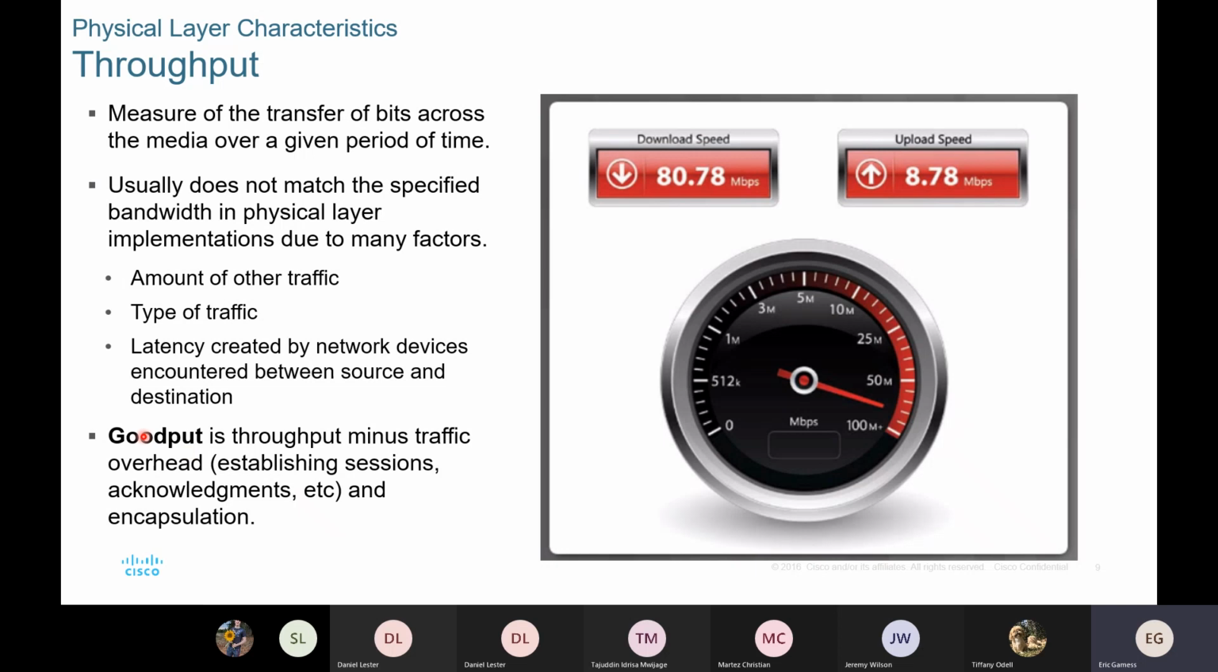So the TCP goodput will be the throughput that you observe at the level of the payload of TCP. When you remove all the administration, all the traffic, the overhead that is necessary in TCP, like for example, to establish the session, to maintain the session, the acknowledgement, all this, what is left when you remove all this is the goodput, which will be even lower than the throughput.